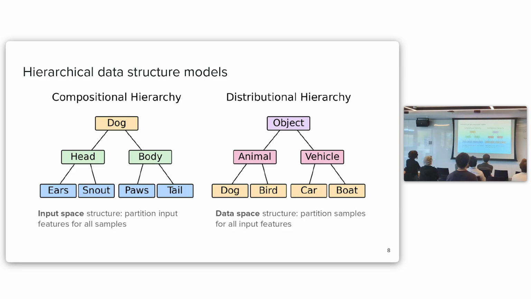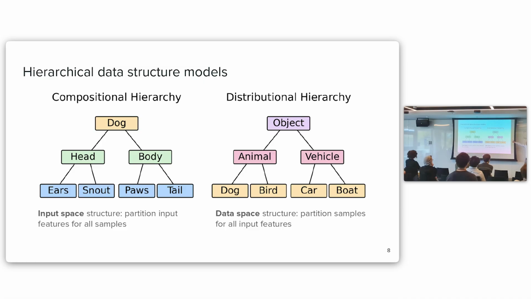We can use this breakdown to start thinking about different forms of hierarchy that we would expect in data. That's in particular what I'm interested in, or one thing I'm interested in, is hierarchy. On the left is one form of hierarchical structure, which you might call compositional hierarchy, where, say, a dog is made up of a head and a body, and the head is in turn made up of ears and snout and other things. This could be thought of as a form of input space structure, because we take our input features and we have some hierarchical decomposition that we can partition them in a particular way that will apply to all the input samples.